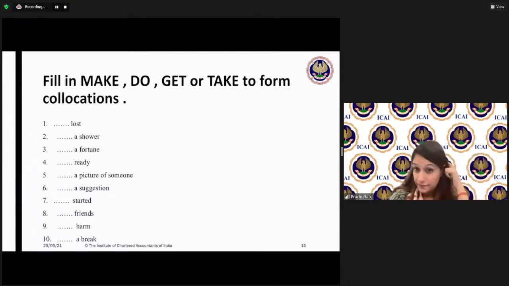Get lost, take a shower, make a fortune, get ready, take a picture of someone, take a suggestion or give a suggestion, get started, make friends, do no harm, take a break or get a break.